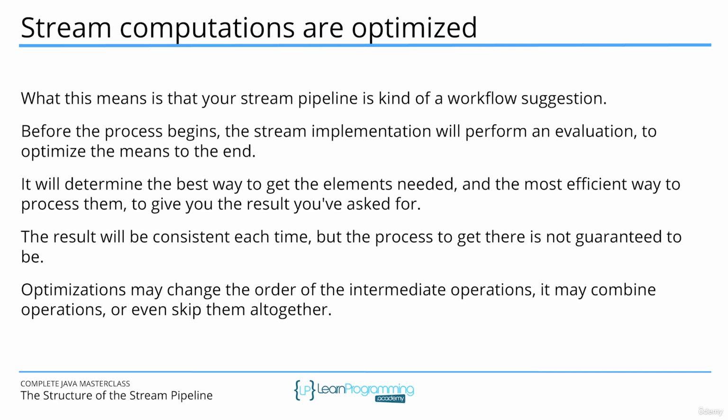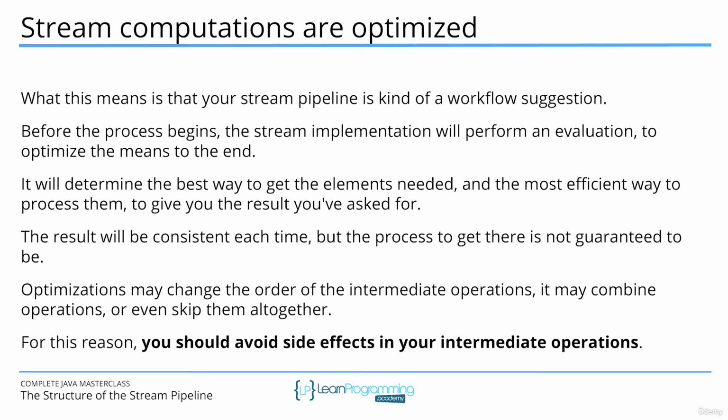Optimizations may change the order of the intermediate operations, it may combine operations, or even skip them altogether. For this reason, you should avoid side effects in your intermediate operations. For example, in the code I've been working with, I requested that my stream be filtered by the G and O labels. If the source stream only contained G labels, this filter might be omitted altogether. If I'd included code in the lambda to do something else, to increment a counter on another object or something like that, it may never be executed. I'm going to come back to this point again a bit later in the intermediate operations video.